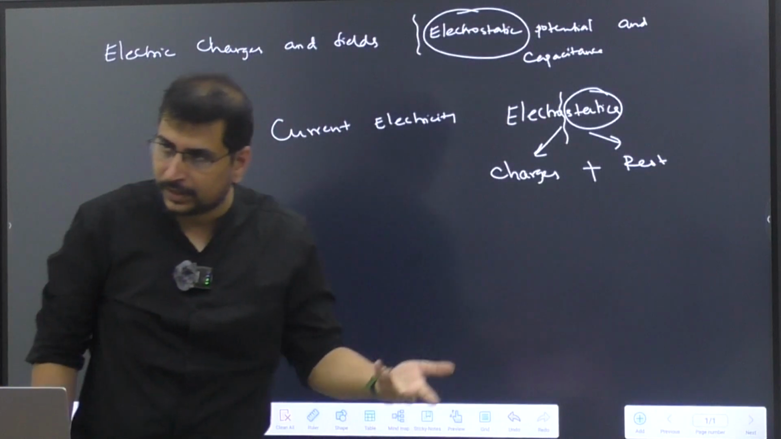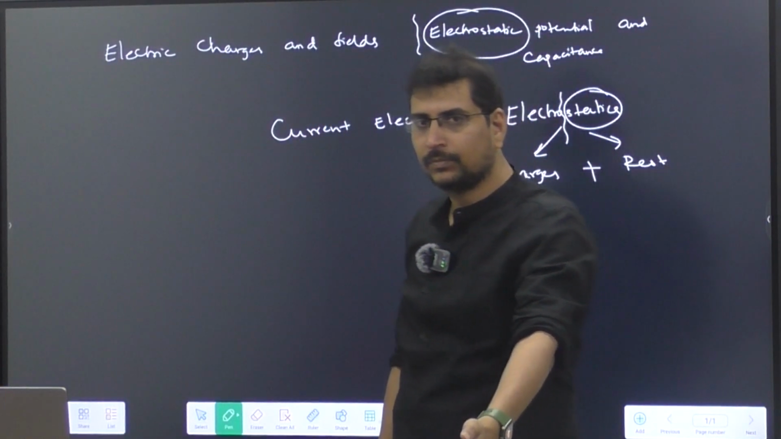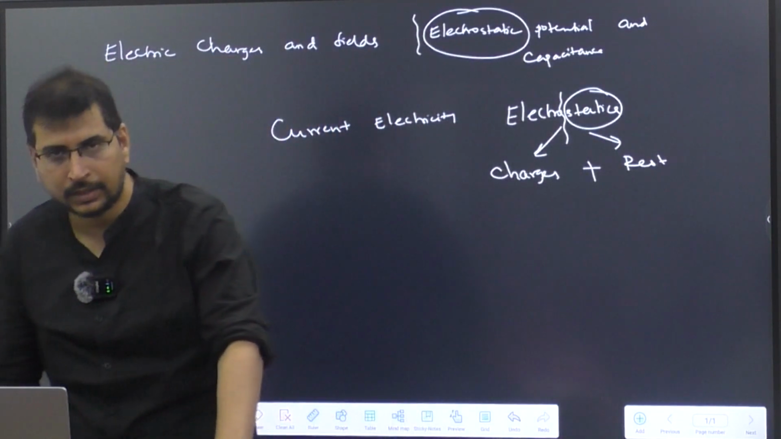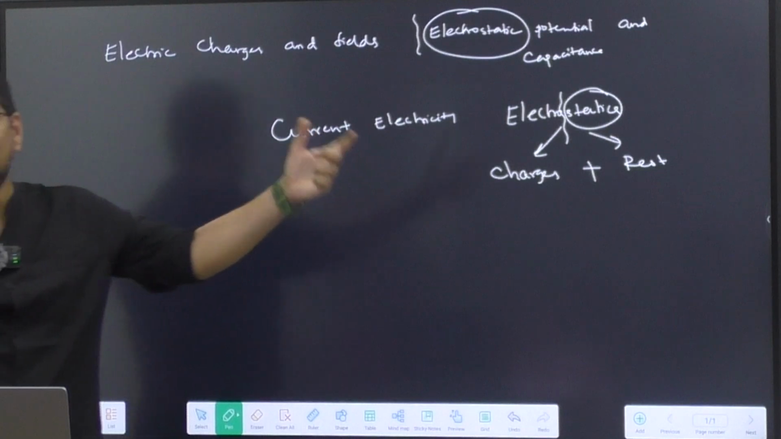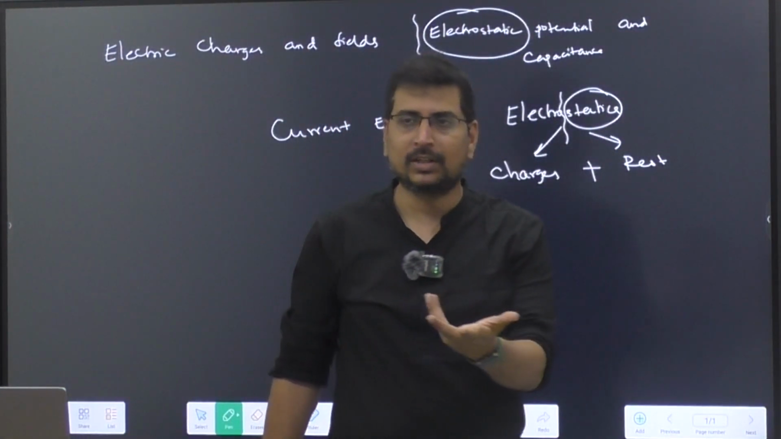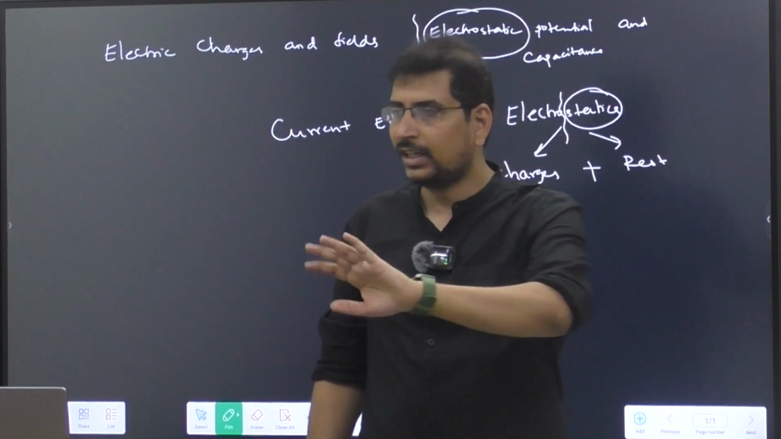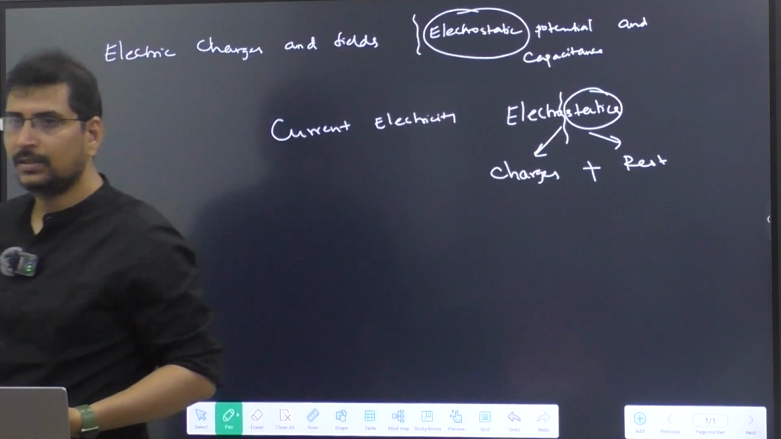Current means what? Water current and so on. When you take a river, there is a water current, a flow of something. It's not still. So current means something is moving. So this branch can also be called electrodynamics, which is not an often used term. We generally don't call current electricity electrodynamics. Nobody uses that word, but for us to understand. Are you able to understand?